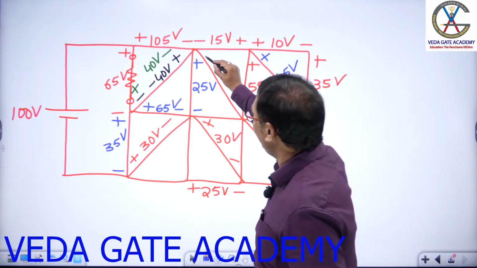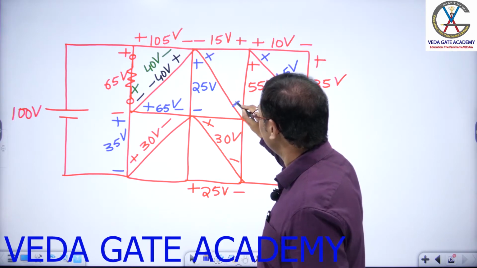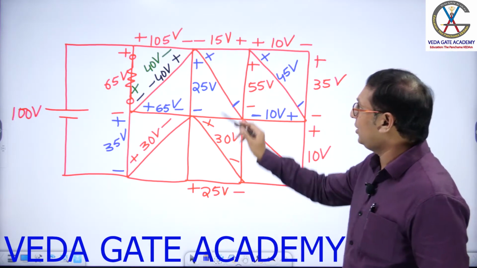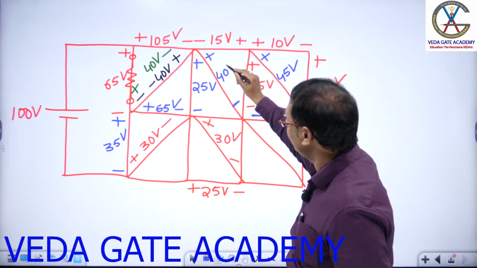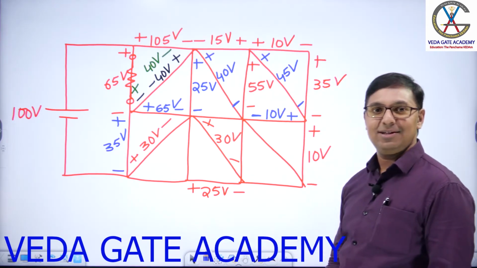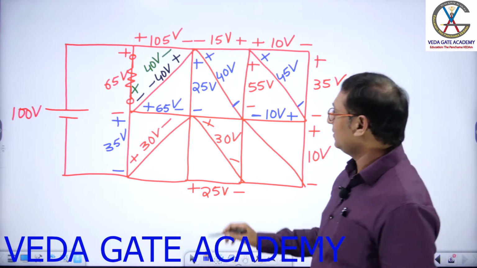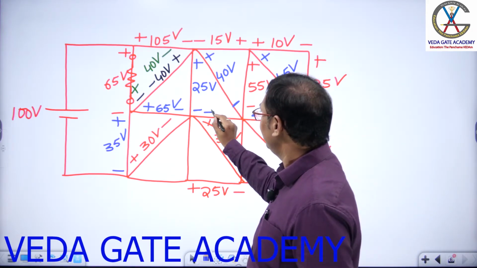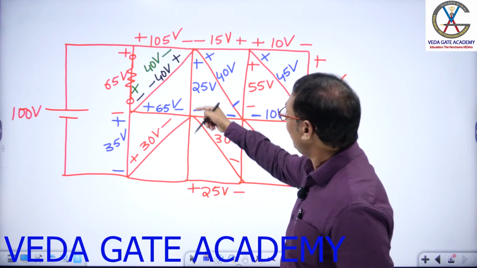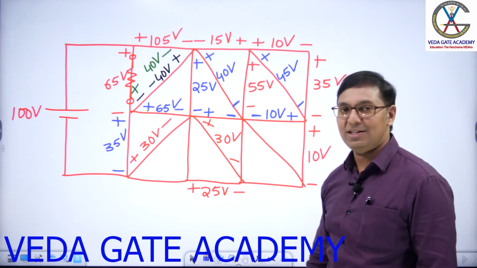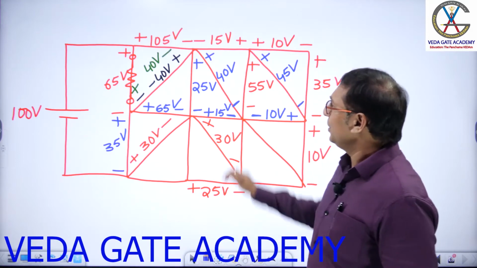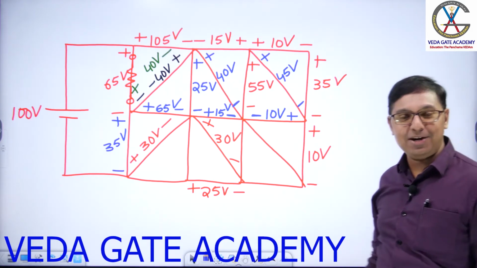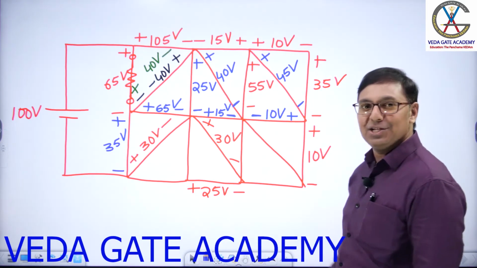Next, I am putting polarities here. Put plus here, put minus here. Start at positive, go to negative. How much? Minus 15 plus 55. What is the value, dears? 40 volts. Next, put plus here, put minus here. Minus 25 plus 40. What is this value, sir? 15 volts. Now this complete rectangle is over. Yes or no? Complete rectangle is over.